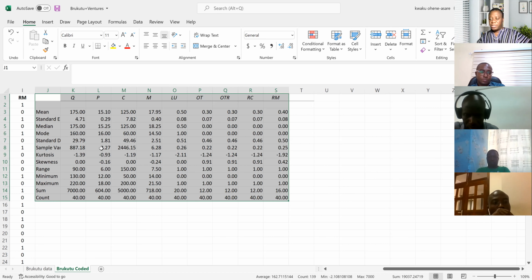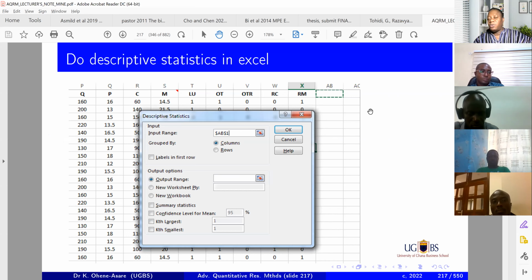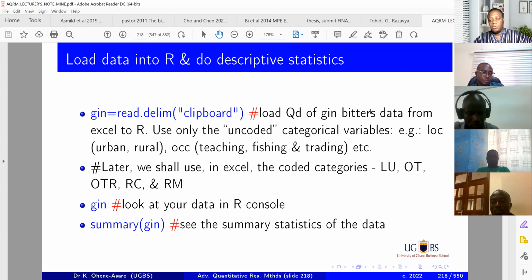All right, any other questions? So now you can do descriptive statistics in Excel. It should never happen that you don't know how to do descriptive stats in Excel ever again. From now on, you should be able to do it on your own. But we have not done it in R. So we're going to do it in R.